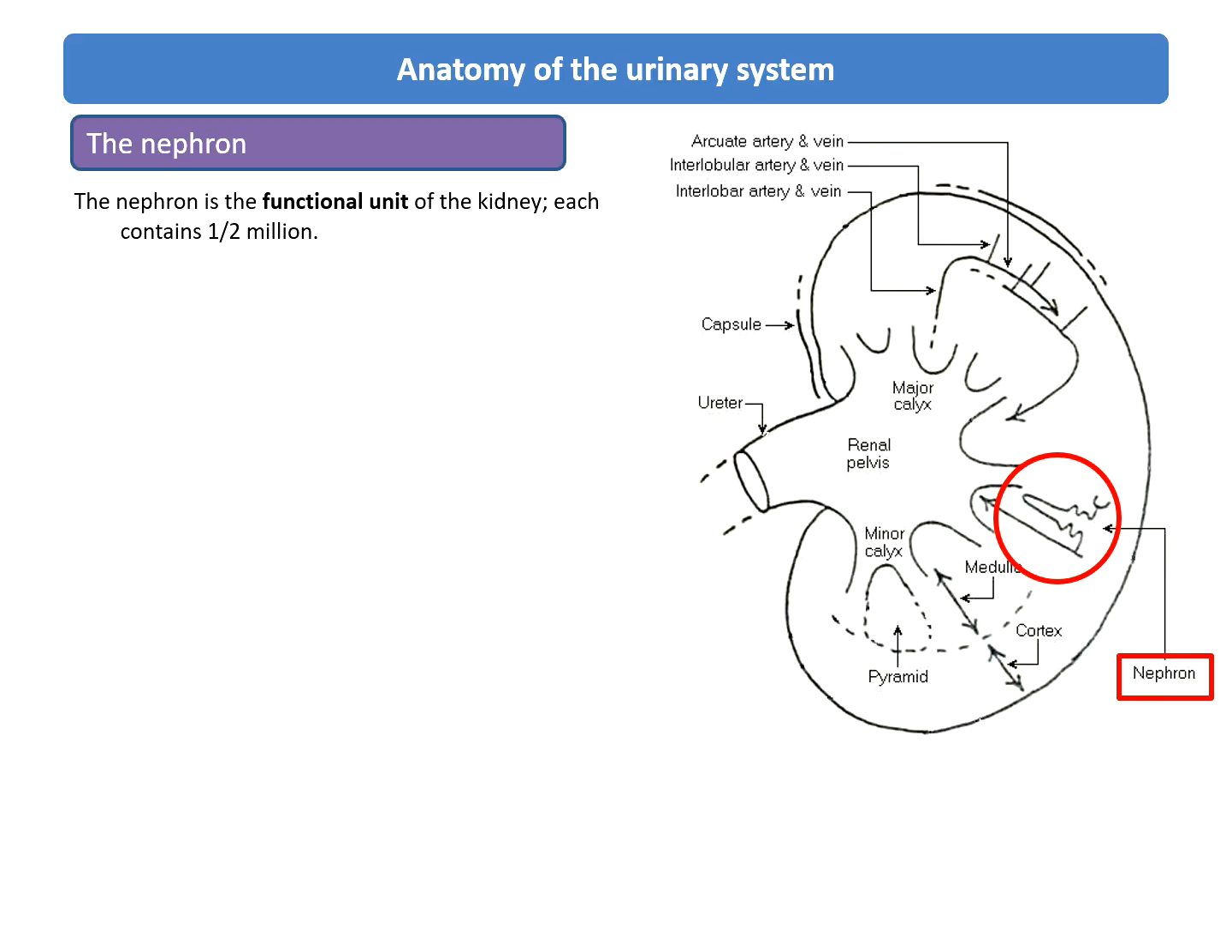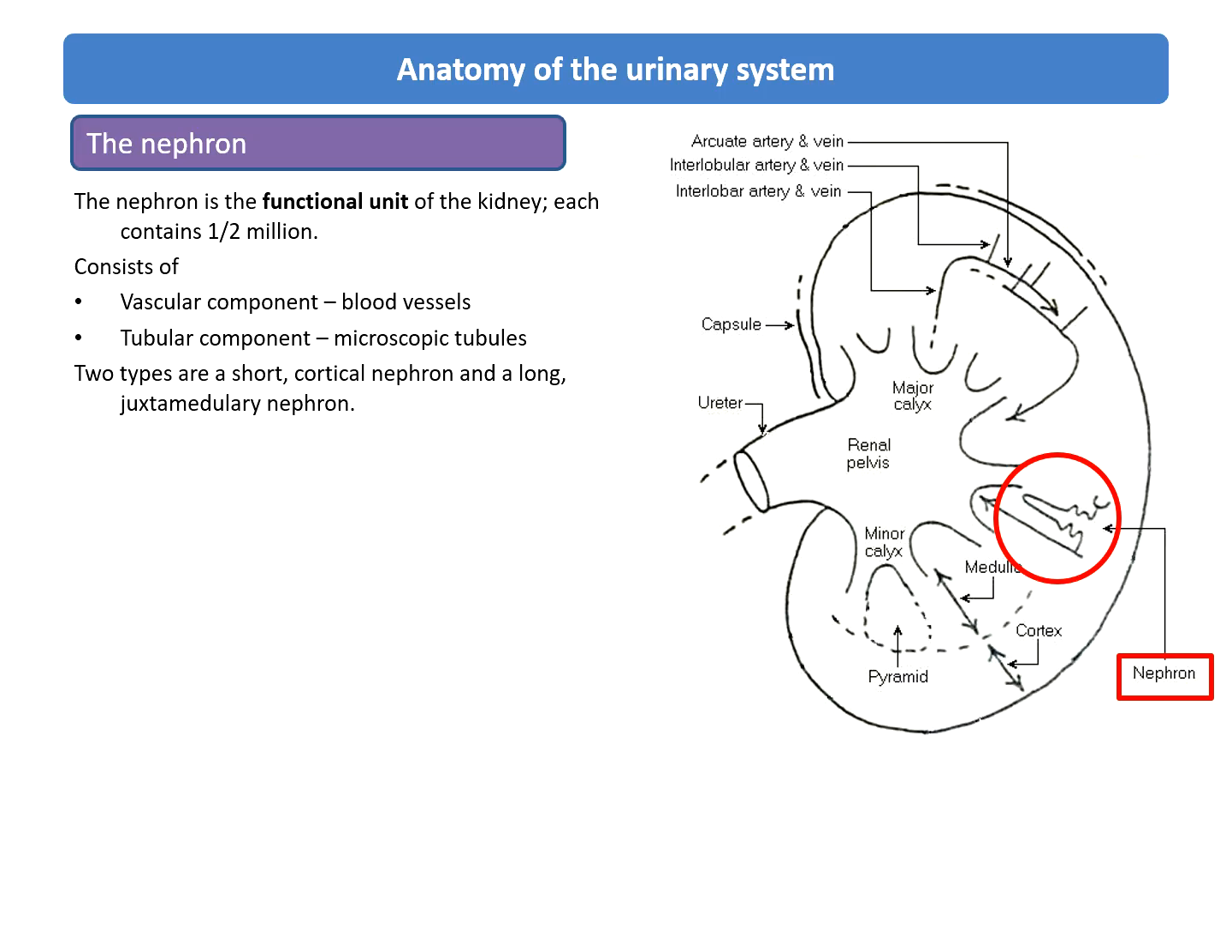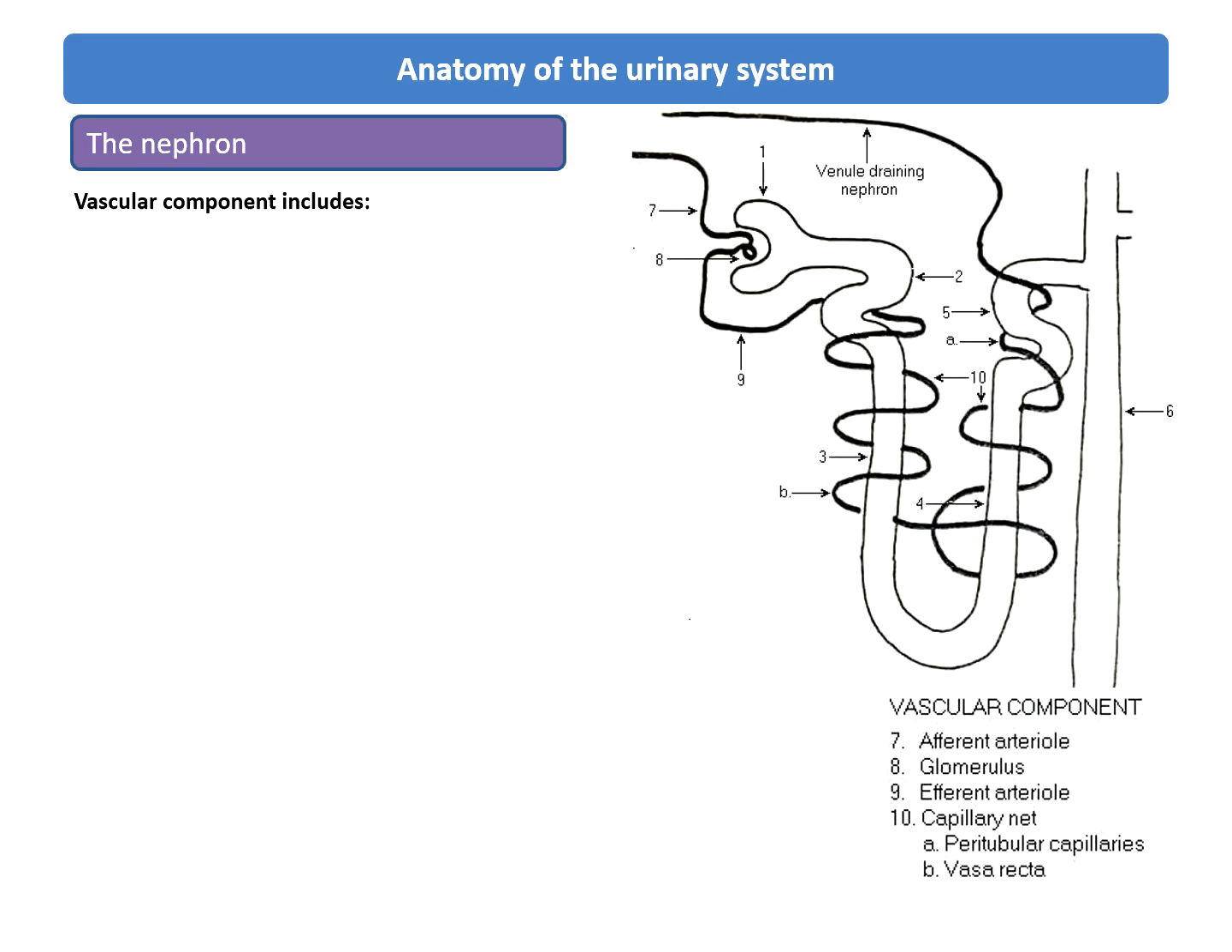Each kidney contains something like 500,000 nephrons. It consists of a vascular component, that is, blood vessels, and a tubular component, microscopic tubules. Now, some prefer to consider the nephron just to be the vascular component, but I prefer to lump the vessels with it. Two types of nephrons are the short cortical nephron and the longer juxtamedullary nephron.